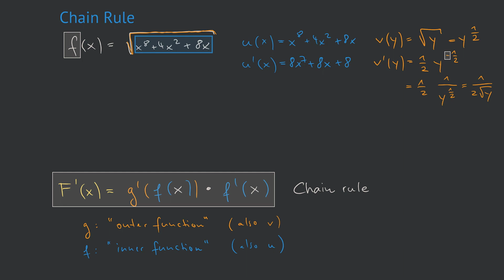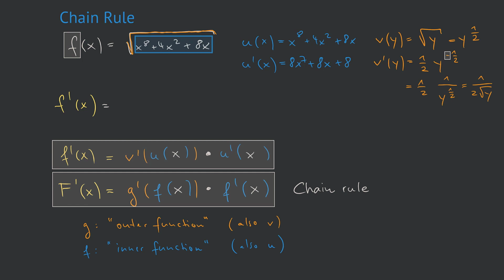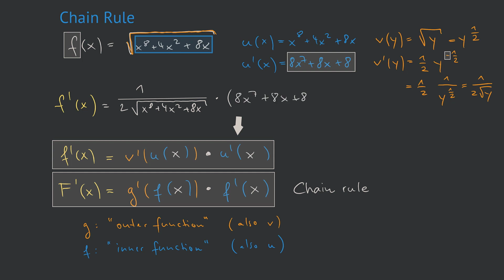Now we can build everything together using the chain rule. We have f prime of x equals... Now, because we're using u and v instead of g and f, let's just rewrite the chain rule using u and v. That means we start with v prime, in which we plug in u of x, such that we get 1 divided by 2 square root of x to the power of 8 plus 4x squared plus 8x, times u prime of x, which is times 8x to the power of 7 plus 8x plus 8.